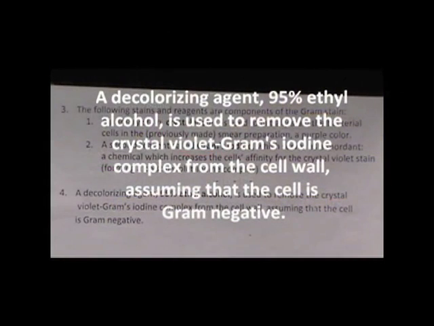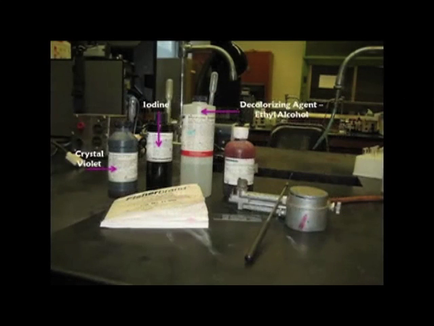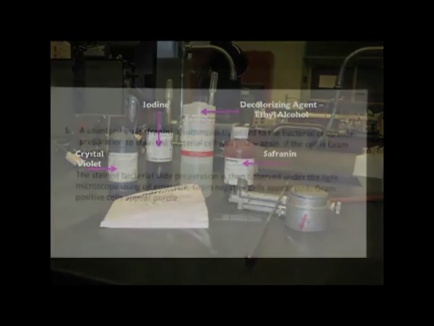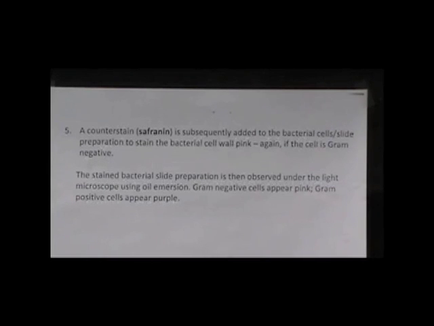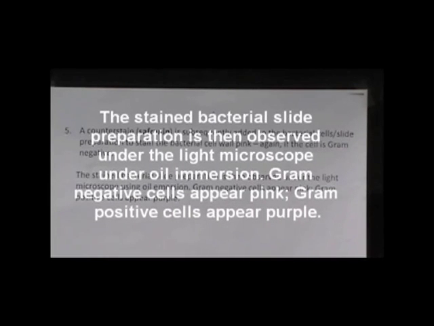A decolorizing agent, 95% ethyl alcohol, is used to remove the crystal violet Gram's iodine complex from the cell wall, assuming that the cell is gram-negative. A counterstain, safranin, is subsequently added to the bacterial cell's slide preparation to stain the bacterial cell wall pink, again if the cell is gram-negative. The stained bacterial slide preparation is then observed under the light microscope under oil immersion. Gram-negative cells appear pink, gram-positive cells appear purple.